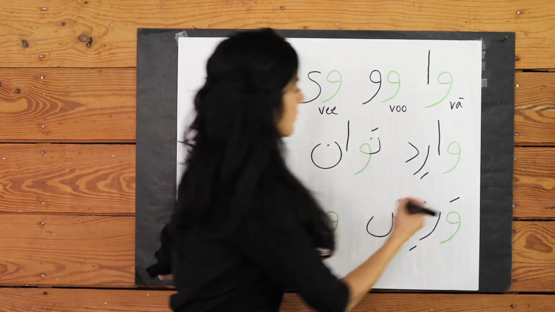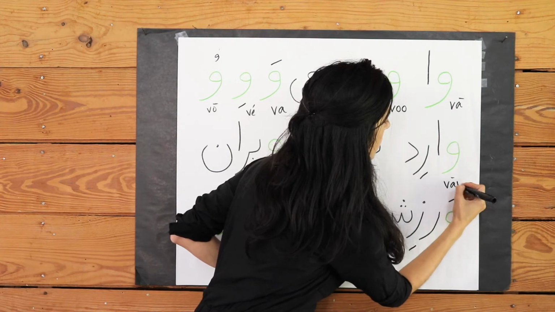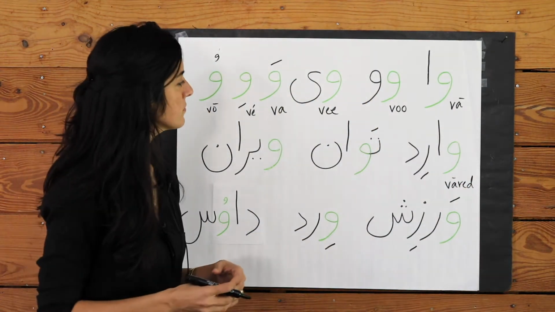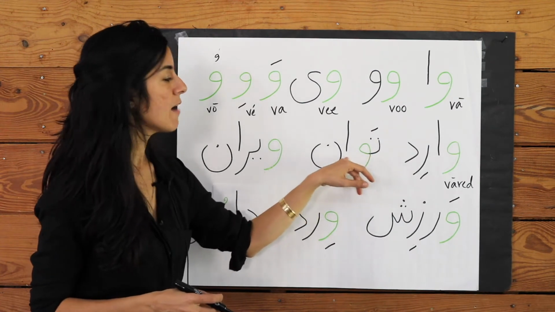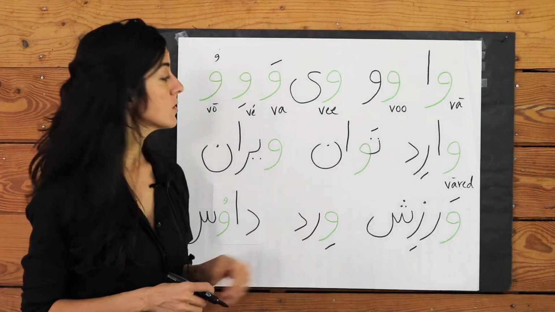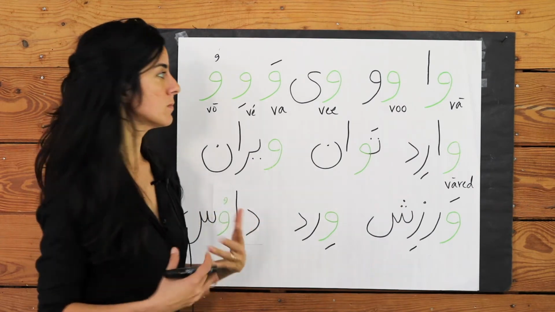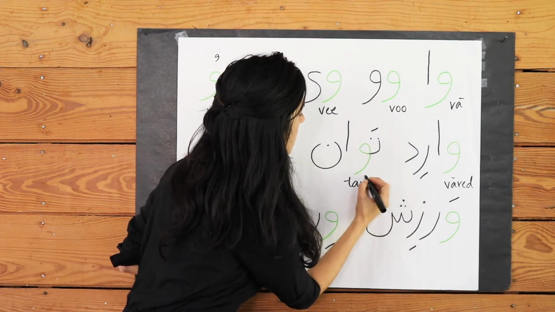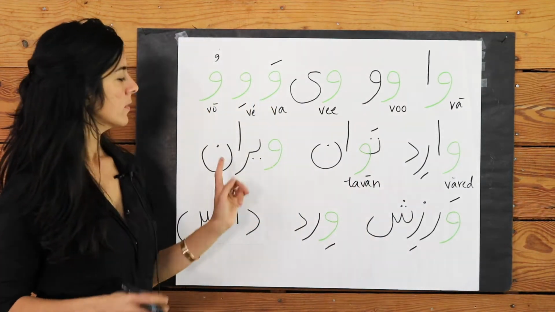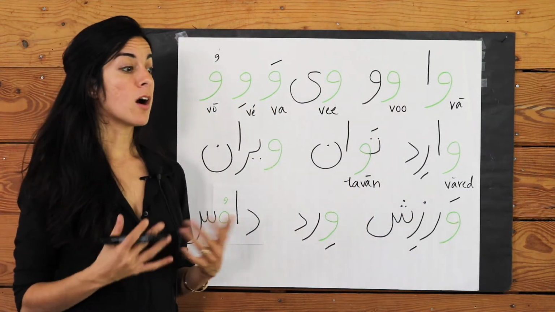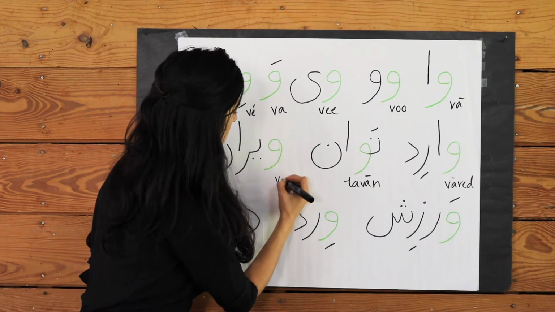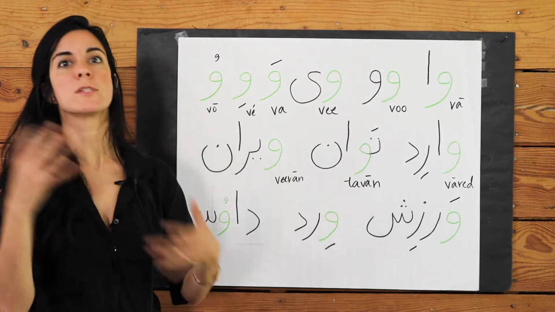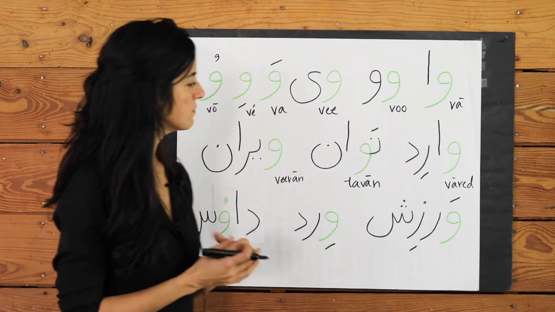Vared, entry or knowledgeable. Tavan. So tavan means able or strength. Viran. Viran means topsy-turvy or messed up.